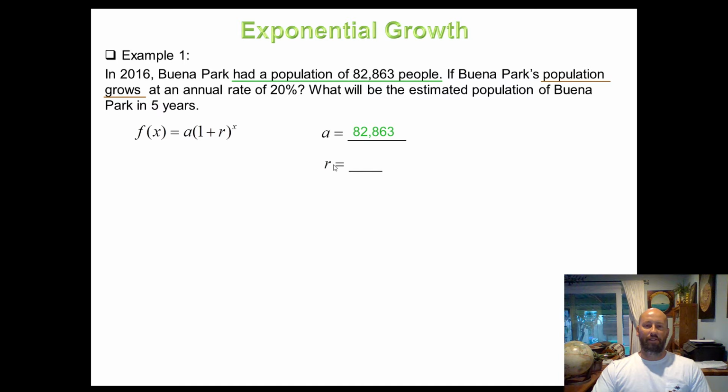And the r value is the rate, the annual rate, so 20%. But we need to put it into a decimal so we can combine it with our numbers like 1. So we move it over twice, and it ends up becoming 0.20 or 0.2. Okay, so we can plug those values in.